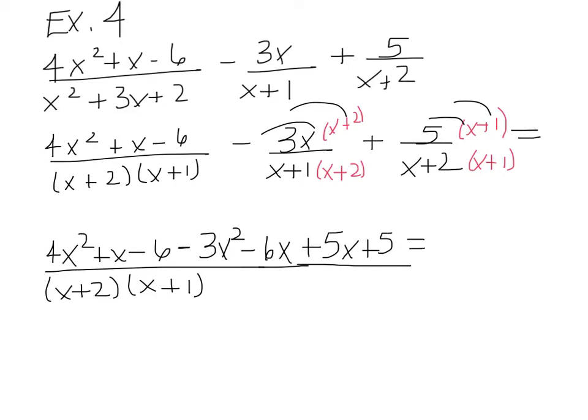And then from here, you just combine like terms. So I'm going to combine the x squares and get positive x squared. Then I'll combine, I have a positive x and a negative 6x, which is a negative 5x, plus that 5x, so my x terms are gone. Then I have a negative 6 and a 5, that makes negative 1.